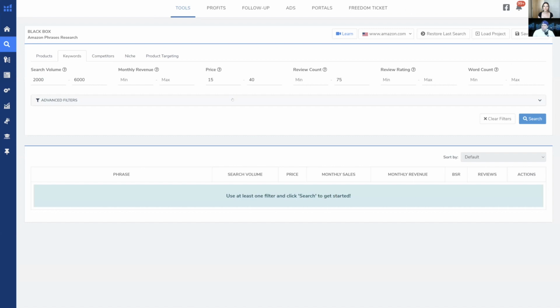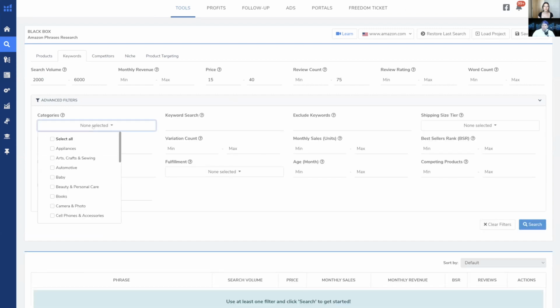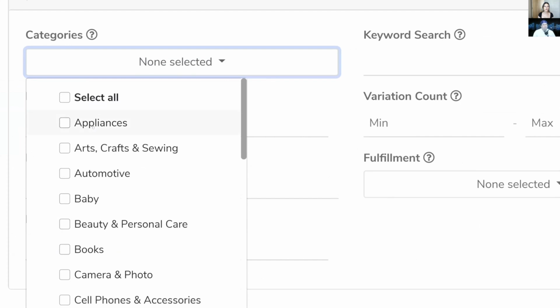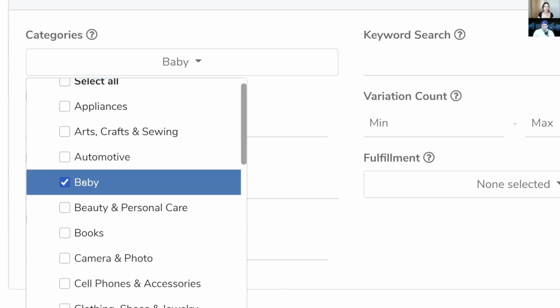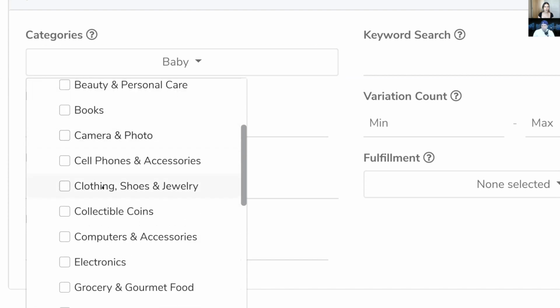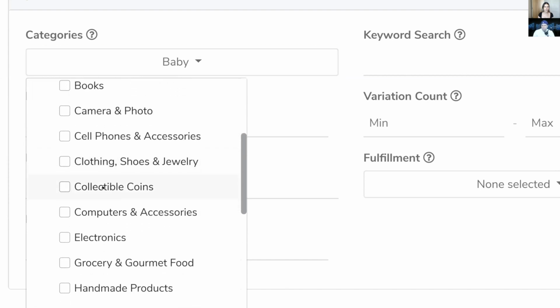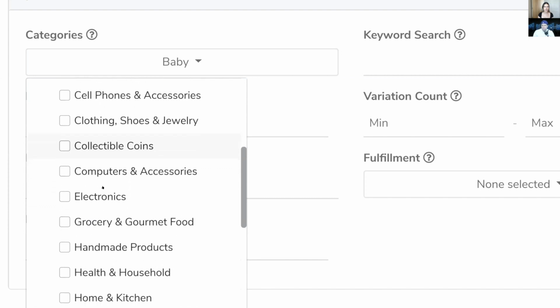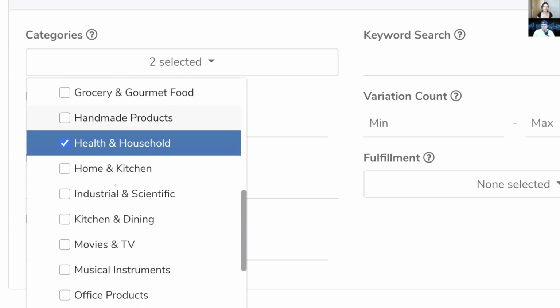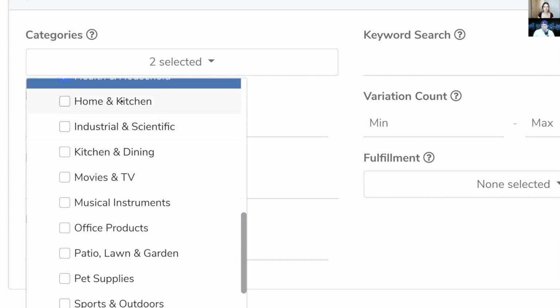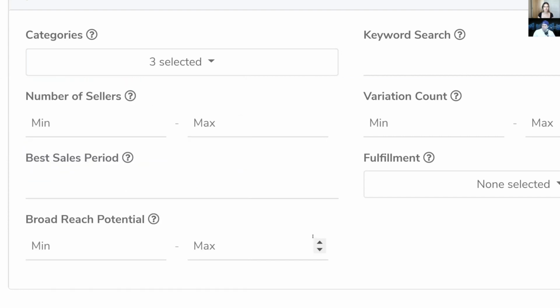Maybe let's look in a certain category. Karina, what categories? Maybe 2 or 3 categories would you like me to look at? Let's do baby. Let's go scroll down a little bit more so I can see the other options. Keep scrolling. Let's do health and household. That's a big one. And then let's do kitchen and dining. Got it. All right, let's do these 3.